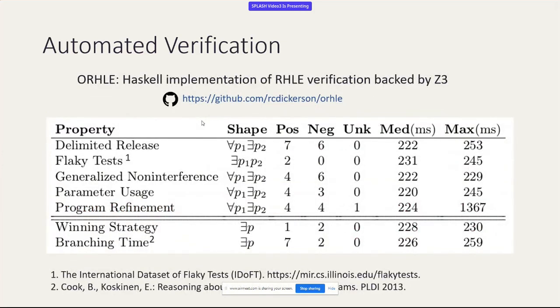Okay, so we implemented this verification algorithm in Haskell, a tool we call RHLE that uses Z3 as its backing SMT solver. It's available on GitHub. We ran it over a suite of benchmark programs, some of which we came up with ourselves, some of which are from the literature. Some of them are expected to verify, some of them aren't. We got the expected result for all of them except one of our program refinement examples gave us an unknown. This was because the verification conditions fell outside of the decidable fragment of arithmetic. I'll also note that we ran it on a couple of benchmarks that have just an exists shape to test the existential logic.